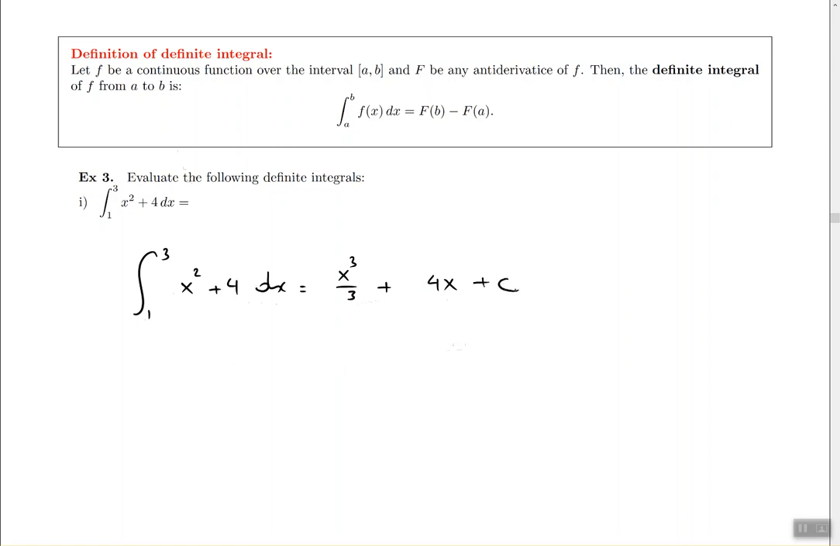Normally we write down the plus c here, but we're not going to write down the plus c because we are dealing with a definite integral. Instead, we're going to put a vertical line and then put 1 and 3.